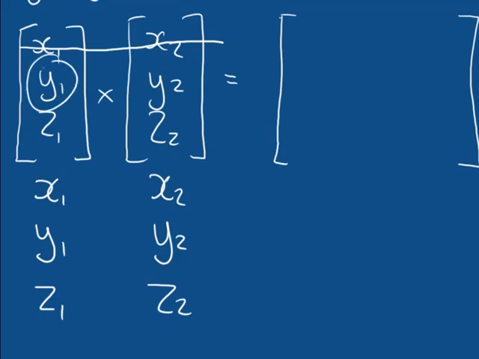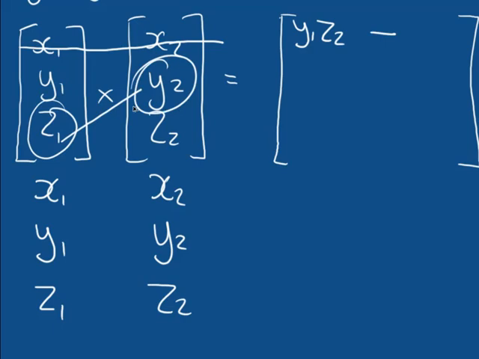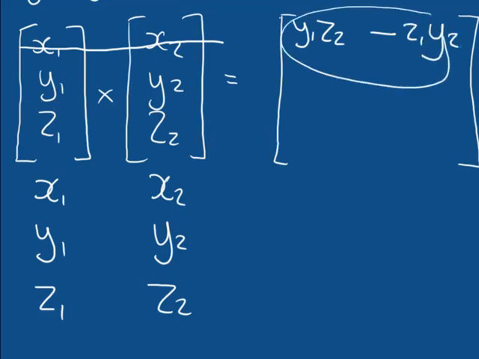And it's easy to remember this starting top left if we draw a cross. Since we are doing the cross product, if we draw a cross, then that's going to be easy to remember. So we take the top left multiplied by the bottom right and subtract from that the bottom left multiplied by the top right. So that's going to give us y1 multiplied by z2, and we subtract from that bottom left multiplied by top right, so z1 multiplied by y2. This is the first component of our result.